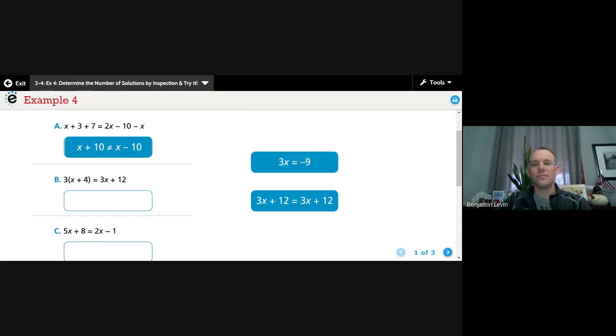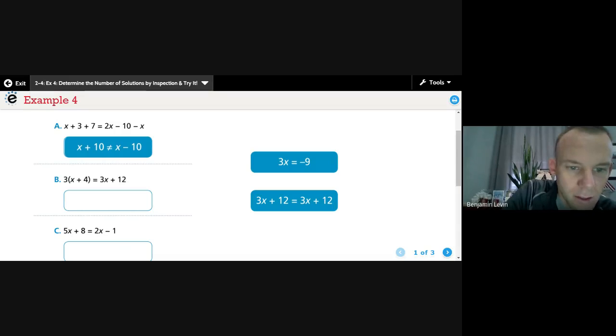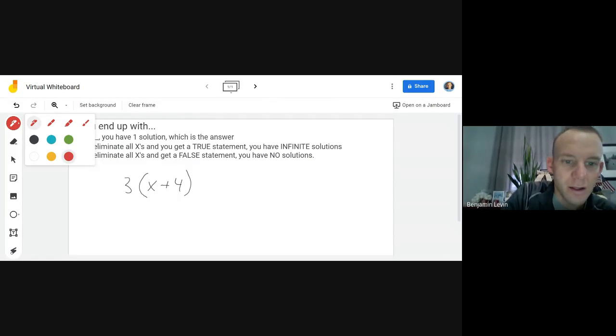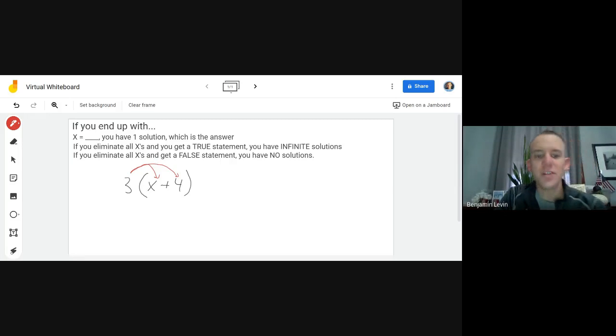Okay, so 3x, 3 times the quantity. When somebody says times the quantity of, they mean there's parentheses there. So this is our problem. Obviously we have parentheses, so we are distributing, right? We are multiplying, because parentheses mean multiply. So we are multiplying the 3 times everything inside there. So the 3 gets times x, and the 3 gets times 4, right?